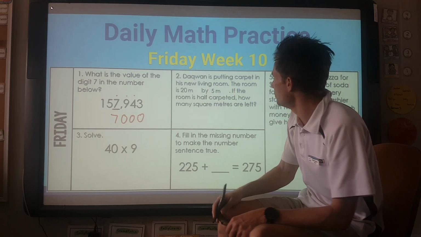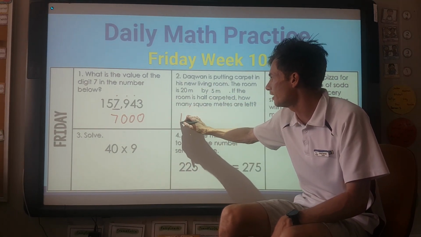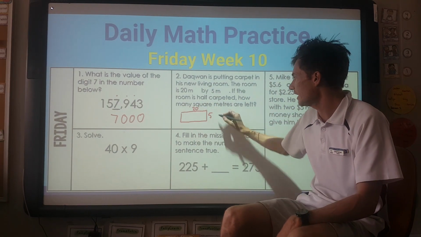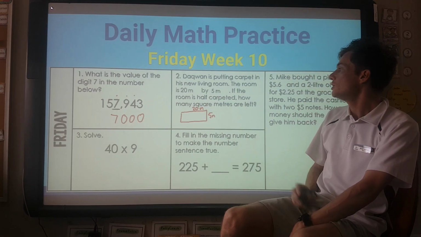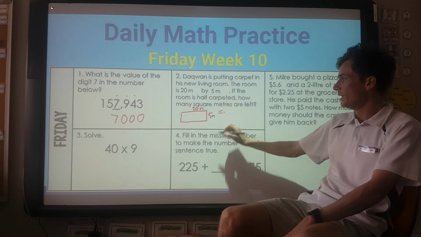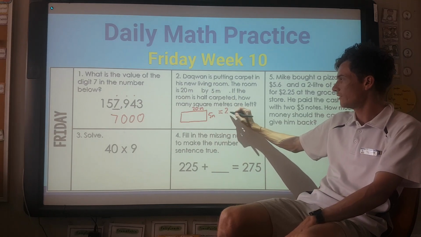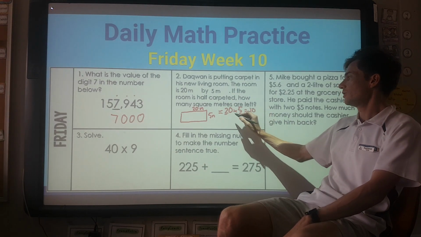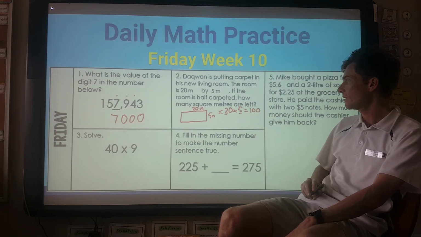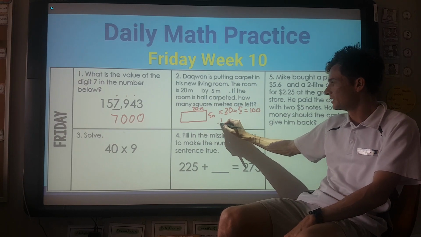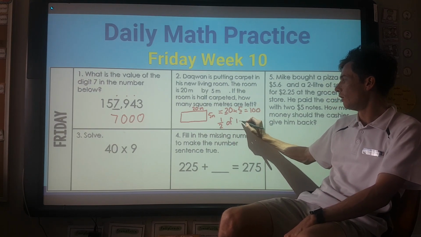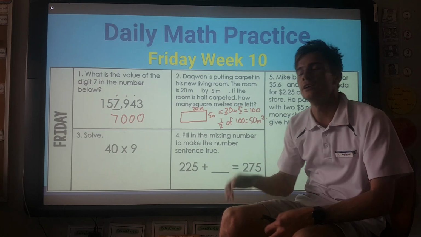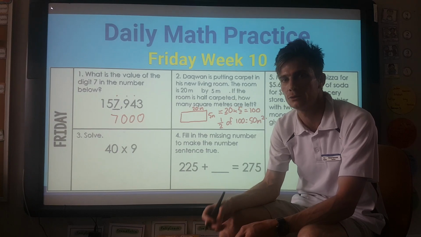Okay, Daquan is putting carpet in his new living room. The room is 20 metres by 5 metres. So same thing, we just have a rectangle here. It's 5 metres wide, it's 20 metres long. To find the area of a rectangle, all we're doing is multiplying its length by its width. So we have 20 times 5. I know that 2 times 5 is 10, so therefore 20 times 5 must be 100. His room is half completed, so half of 100 is going to be 50 square metres. Please make sure it says metres squared, square metres.